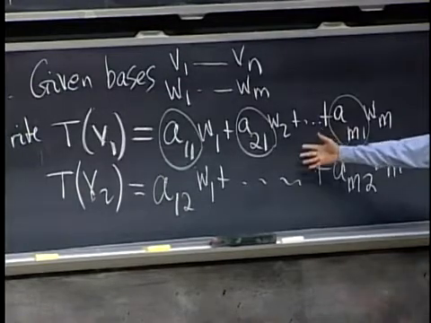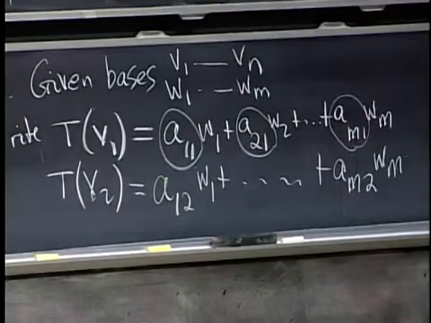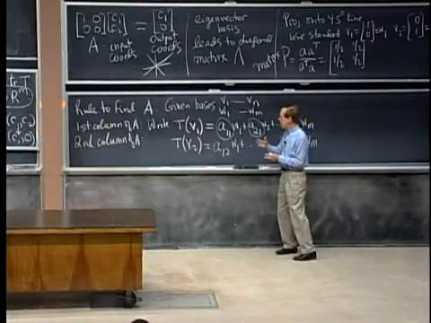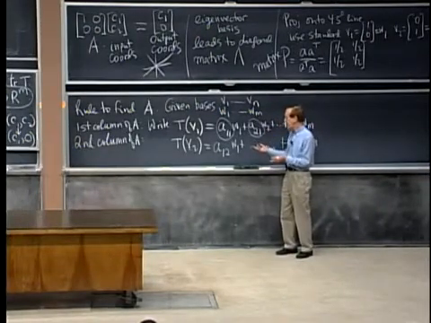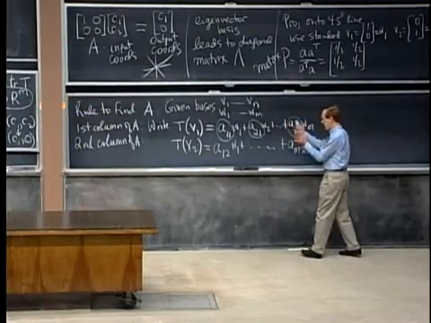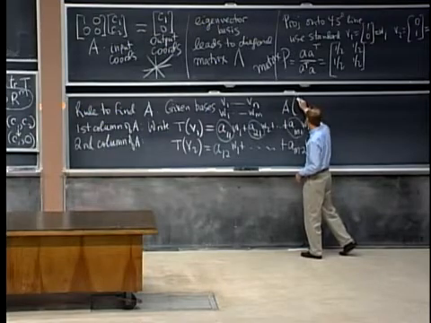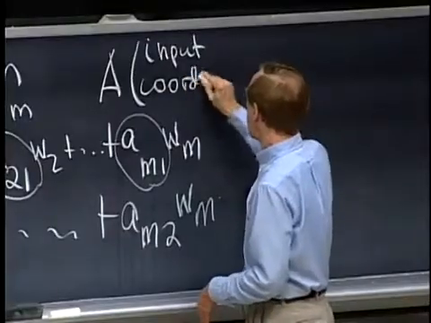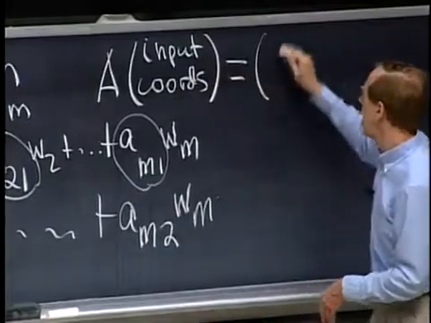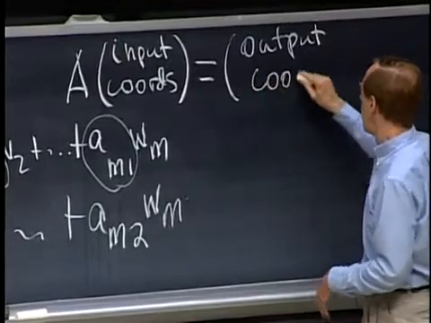Now, the matrix constructed that way, and following the rules of matrix multiplication, the result will be that if I give you the input coordinates and I multiply by the matrix, so the outcome of all this is A times the input coordinates correctly reproduces the output coordinates.